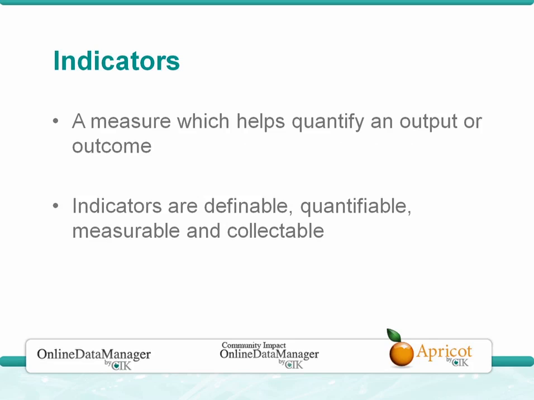So the next level is indicators. An indicator is a measure, which helps quantify an output or outcome. So indicators then become definable, quantifiable, measurable, and collectible. An outcome in and of itself is not measurable. The outcome only becomes measurable when you add the indicator to it. How are we going to measure that we are, in fact, making a difference?